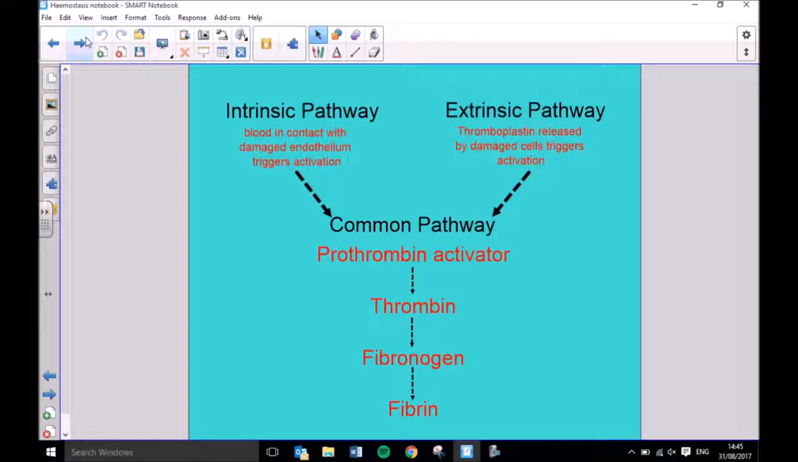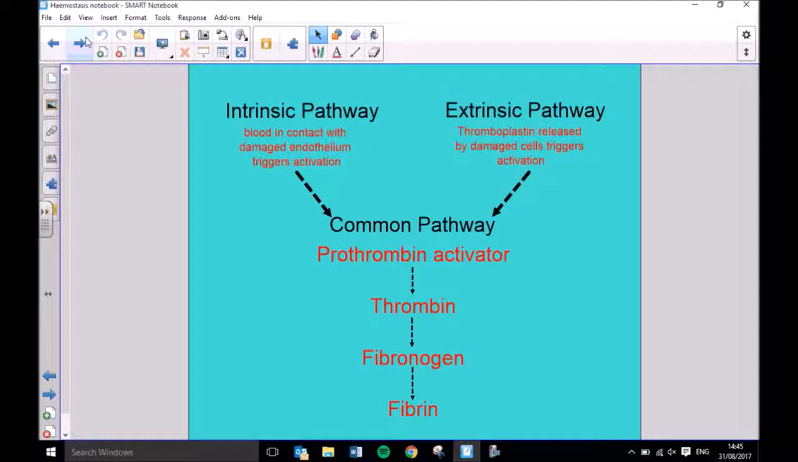And the reason why there's less dominoes is because the damaged vessel releases the initial factors itself. Okay, they don't need to wait to be activated. The damaged vessel is going, I need help, and it's releasing its initial factor. And that initial factor is called thromboplastin. So the vessel wall releases the thromboplastin, which straight away triggers the extrinsic pathway of the coagulation cascade.